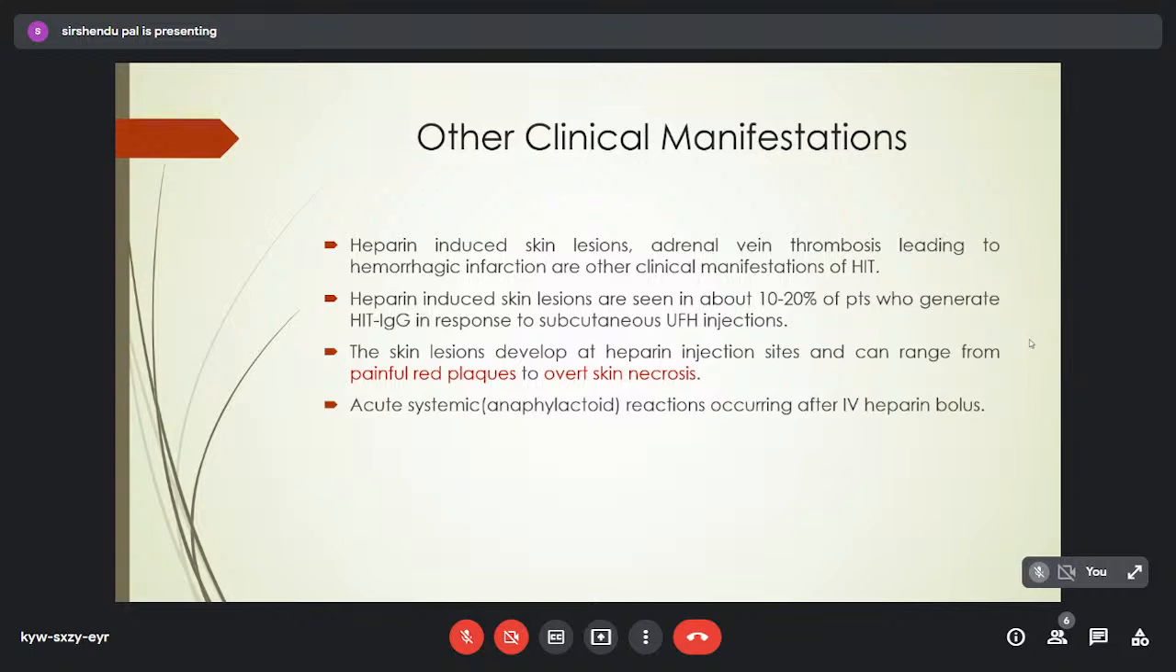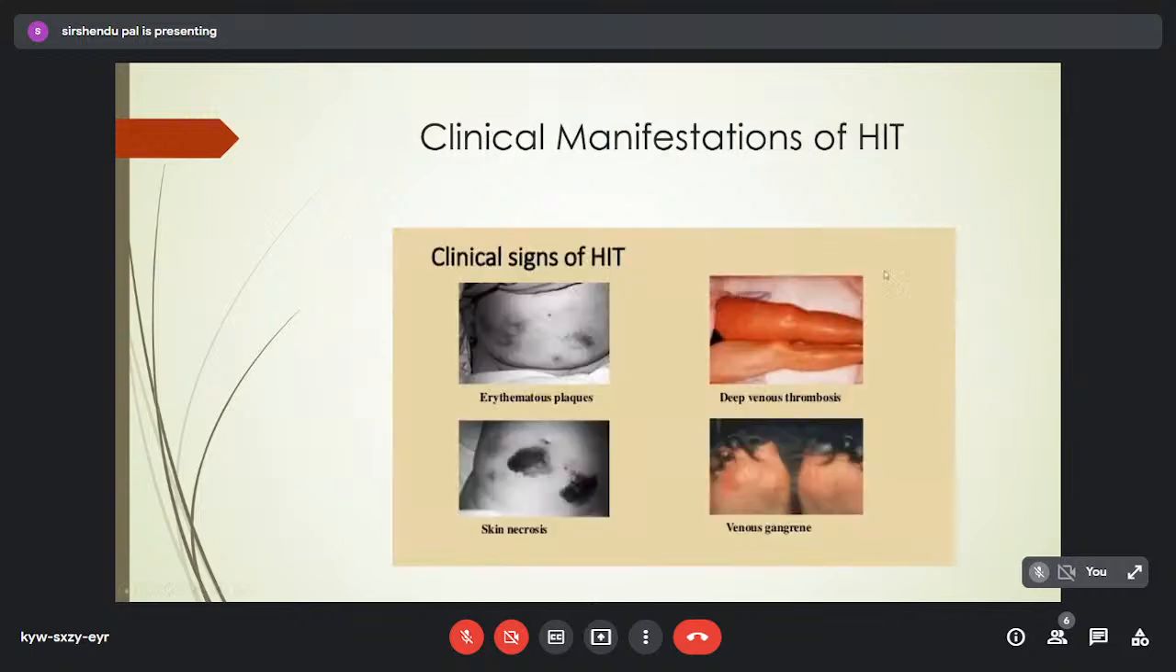Other clinical manifestations include skin lesions and adrenal vein thrombosis, which leads to hemorrhagic infarction. Heparin-induced skin lesions occur in response to subcutaneous unfractionated heparin injections, develop at the site of injection, and can range from painful red plaques to overt skin necrosis. Acute systemic, that is anaphylactoid, reactions may occur following an IV heparin bolus. These are the clinical manifestations of HIT, like deep vein thrombosis, venous gangrene, skin necrosis, etc.